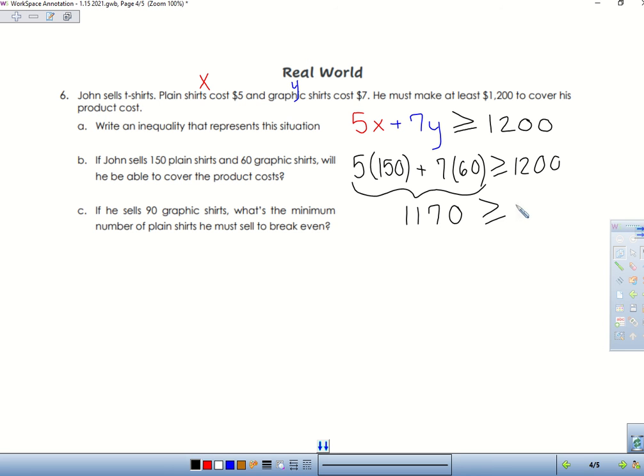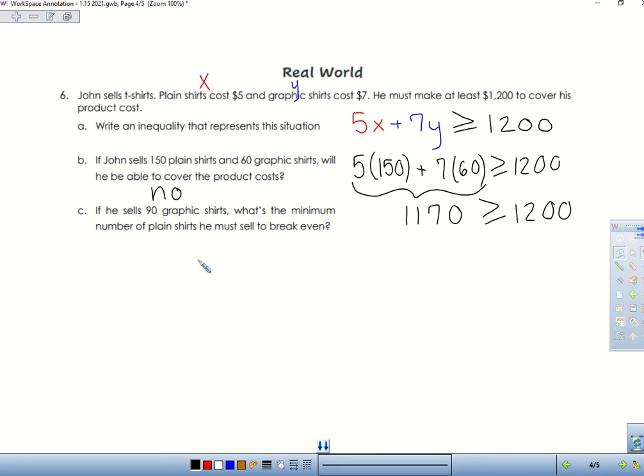Now, when you do the math for this portion here, multiply and add, you get $1,170. And is that amount more than 1,200? No. But only by a little bit. So basically what would happen if he sold this many shirts was he would be short $30. He would have lost $30. So the answer here is no, it doesn't cover production costs.